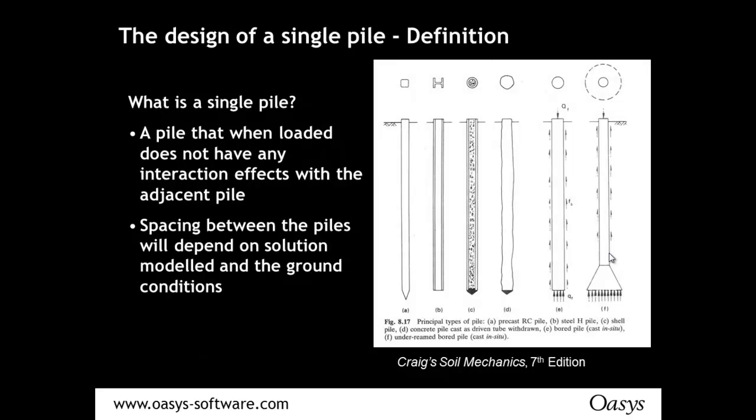So let's start off with what is a single pile. Well, a single pile is a pile that when loaded does not have any interaction effects with the adjacent pile. Otherwise it starts being defined as a pile group. And the spacing between the piles will depend on the solution model and the ground conditions. So for example, depending on the type of pile here, as you can see there are a number of piles. There's a precast H pile here. We've got, for example, under-ream bored piles here. Depending on the type of pile, there has to be a certain distance between these piles to define it as a single pile.